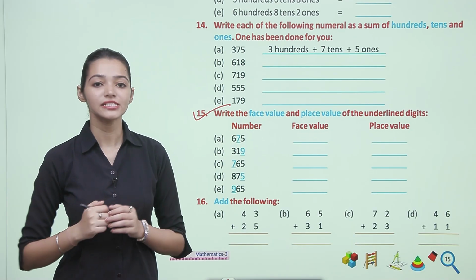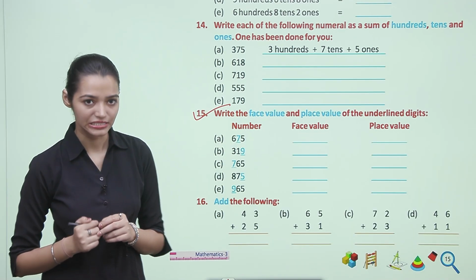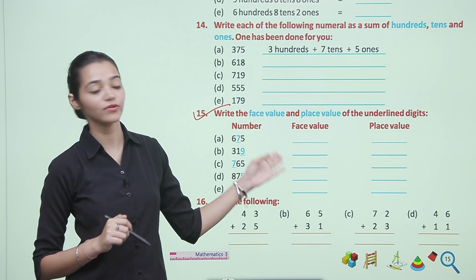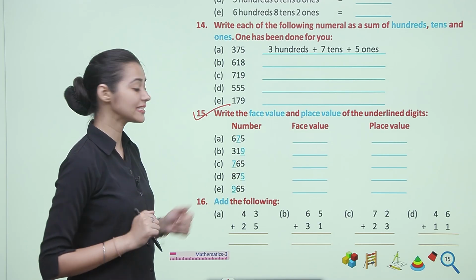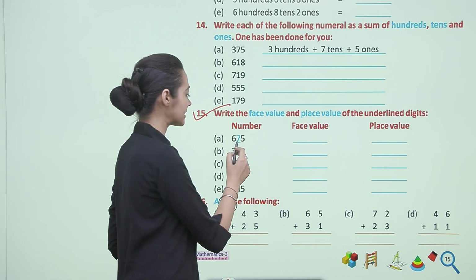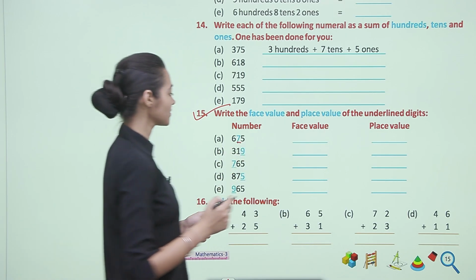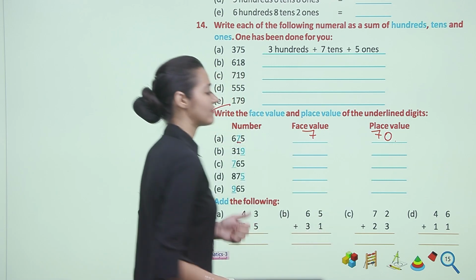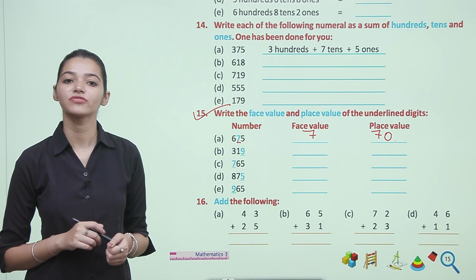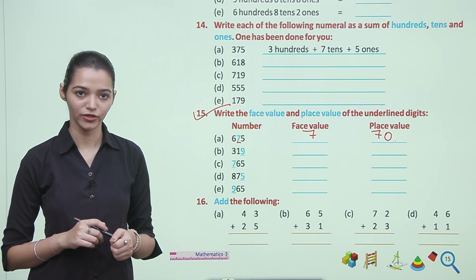We have to write the face value and place value of the underlined digits. Here is the number, here we have to write the face value, and here we have to write the place value of that number. The underlined digit is 7, and the face value of it is 7, and the place value is 70. That's how we have to write the face value and place value of all the following.